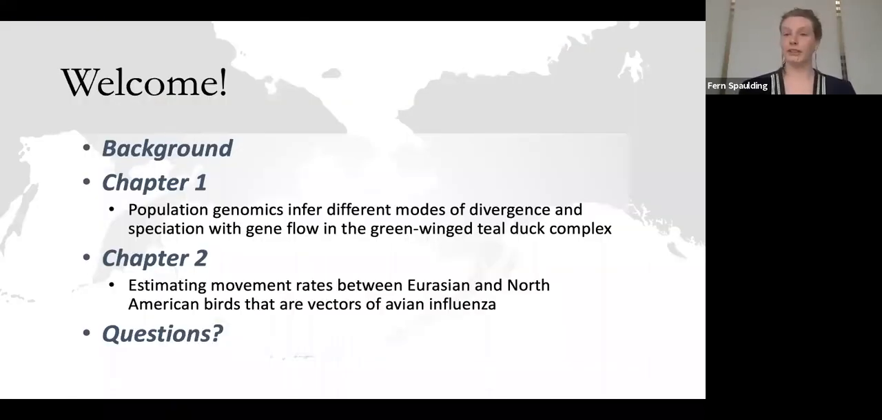So first, I'm going to go through a little bit of background into the work that I actually do at the museum. Then we're going to discuss my chapter 1, and the title of my chapter 1 is Population Genomics and for Different Modes of Divergence and Speciation with Gene Flow in the Green-winged Teal Duck Complex. Then we're going to go through and discuss my chapter 2, which the title is Estimating Movement Rates Between Eurasian and North American Birds that are Vectors of Avian Influenza. And then at the very end, we'll have time for questions and answers.